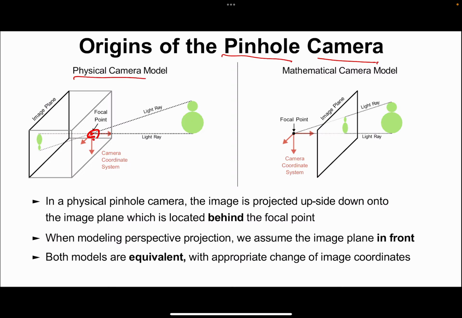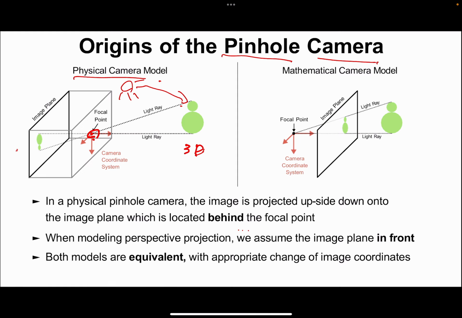In the physical camera model, this is the actual 3D world, and then there are rays from a light source. There is a sun, and it hits the object, and then the reflected light comes to the pinhole of the camera. The pinhole is just a very small hole that collects all the light into the camera. And here we have the image plane. As you can see, in a physical pinhole camera, the image is projected upside down onto the image plane, which is located behind the focal point. That is a very brief approximation, a visualization of the camera.